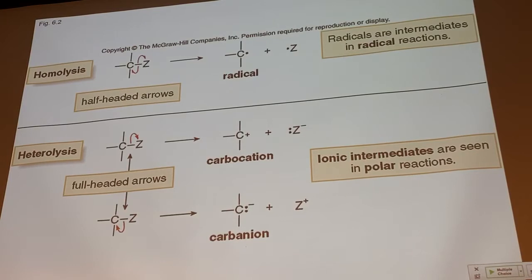So these are our three types of reactive intermediates that we will encounter in organic chemistry: radicals, cations, and anions. Is our carbocation going to be an electrophile or a nucleophile?